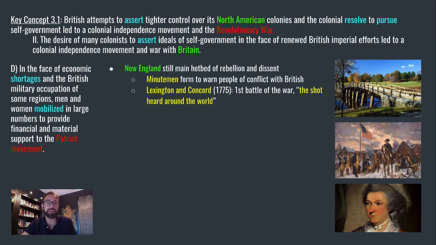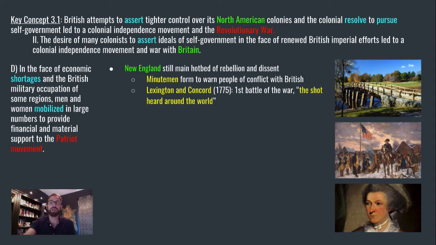So the Minutemen went out and stopped the British at that very bridge that you see in the picture there. We don't really know exactly where the first shots were fired, but it's called the shot heard around the world, because it's the beginning of the American Revolution, a movement in itself that's very influential on other histories that happen later on.